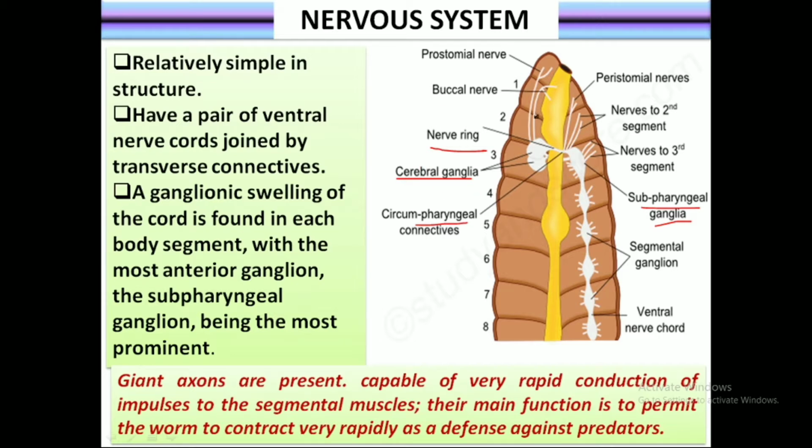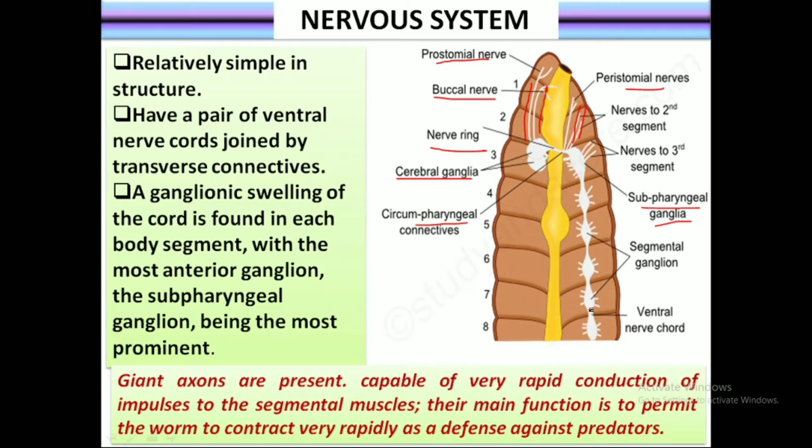In addition to it, we also have some other structures such as the cerebral nerves, which arise from the cerebral ganglia. These cerebral nerves open into the prostomium, peristomium, buccal cavity and pharynx. Therefore, they are accordingly known as prostomial nerve, buccal nerve, and peristomial nerve.